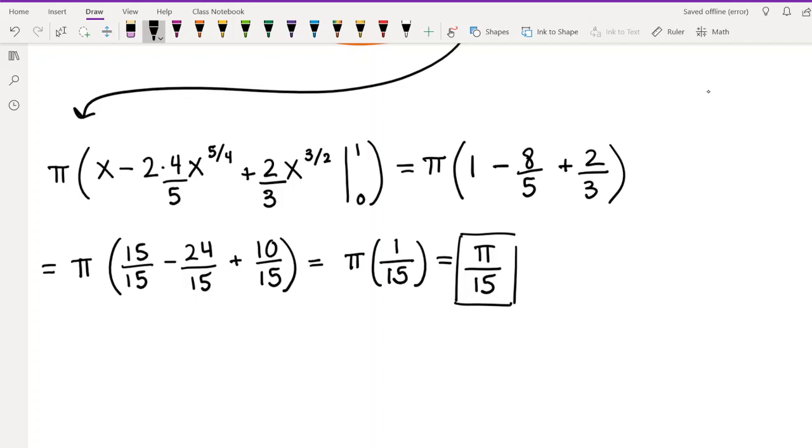All right, so that is it for this video. In the next video, we're going to learn a different method that's basically for finding volumes of shapes that have a hole in the middle.